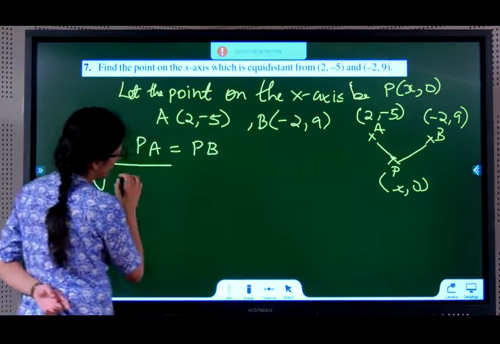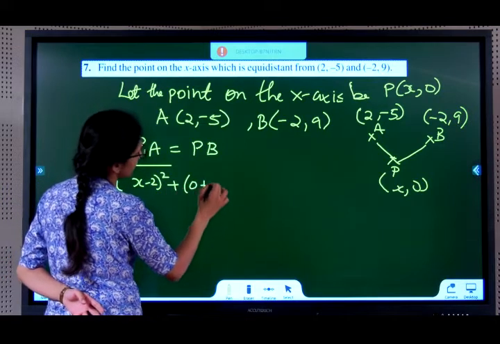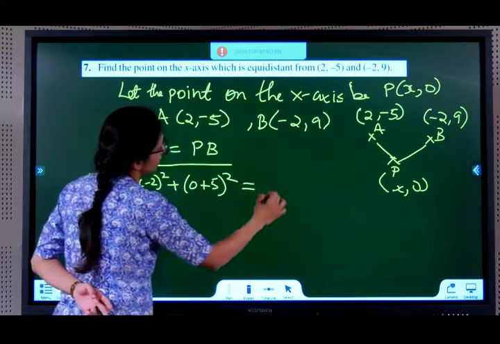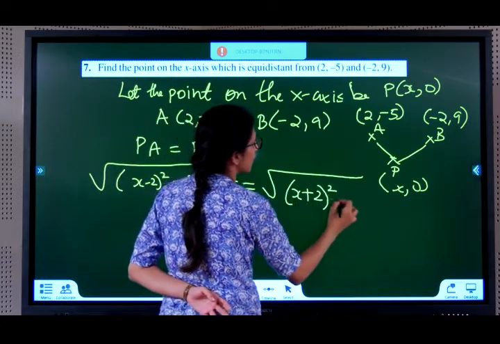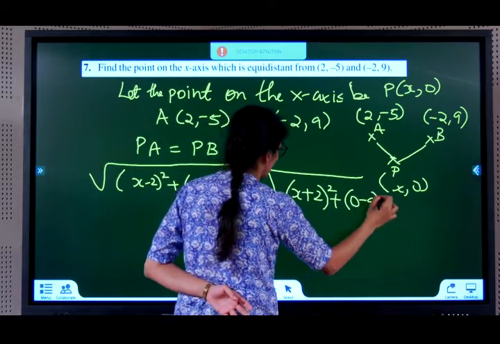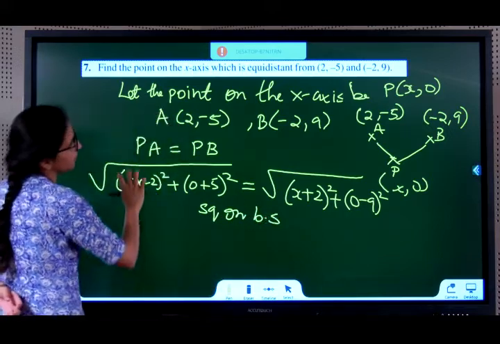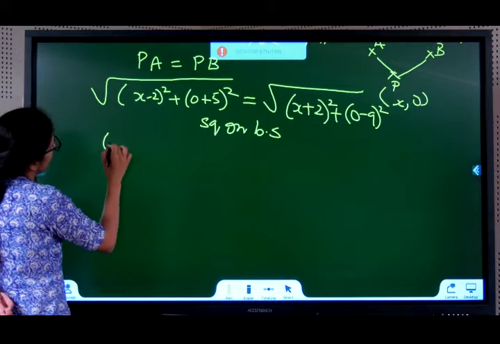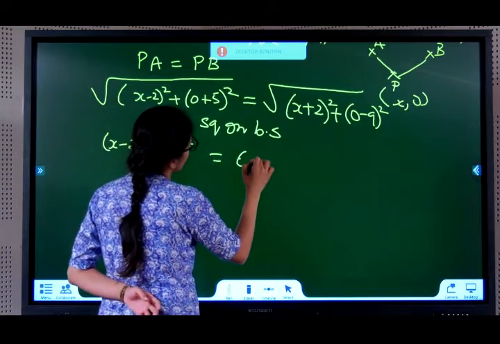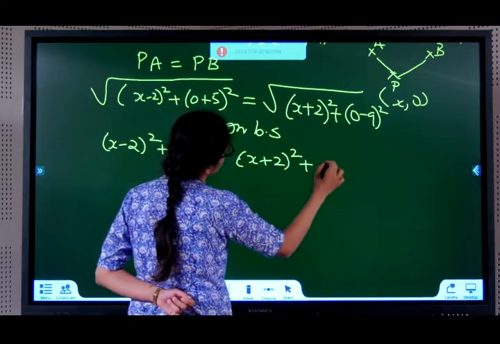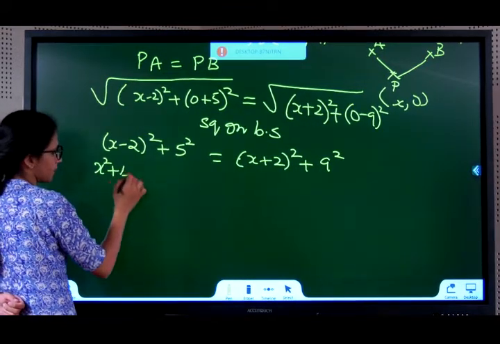Root of (x minus 2) the whole square plus (0 minus of minus 5, that is 0 plus 5) the whole square is equal to root of (x minus of minus 2, that is x plus 2) the whole square plus (0 minus 9) the whole square. Squaring on both sides, the root disappears. So you get (x minus 2) the whole square plus 5 square is equal to (x plus 2) the whole square plus 9 square.